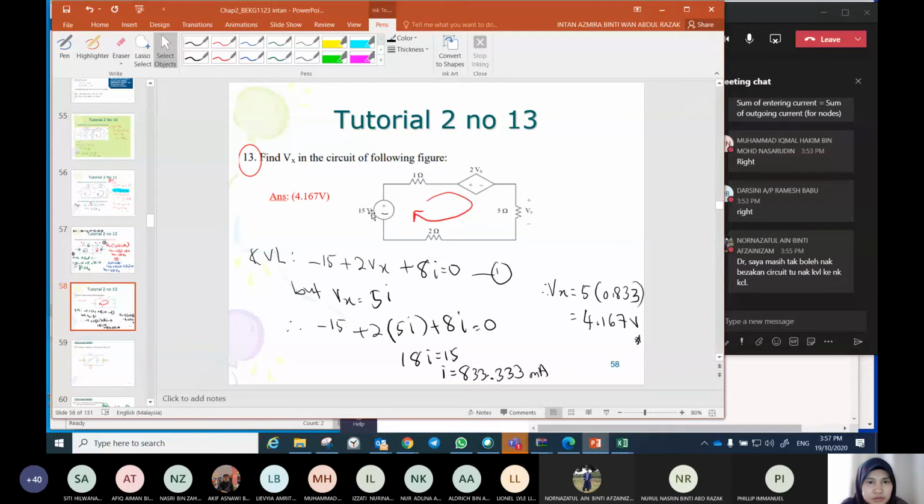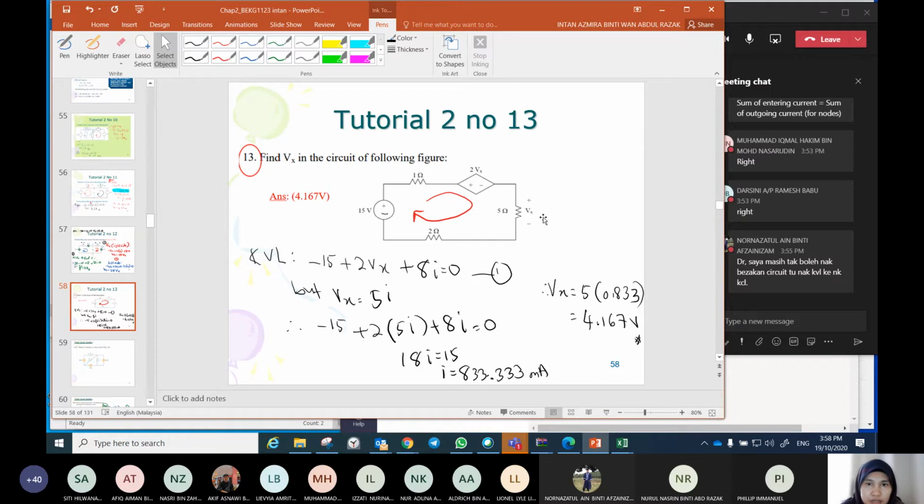So let's start with 15 volt. I use the first sign minus 15, and then this is a voltage source, so I just put the voltage source side by side. Okay, so my minus 15 and then plus 2Vx, and then this is resistor. I just add 5, 2 and 1 become 8, multiply with I equal to 0. Okay, and then we have two unknowns here, Vx and I. We must solve one to find the other parameter.